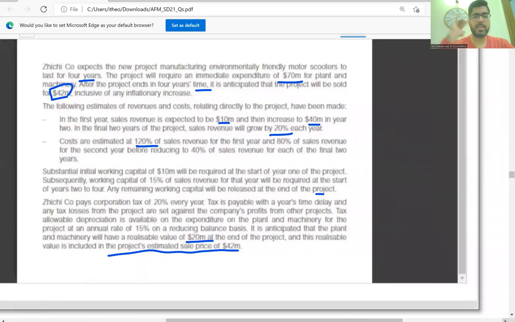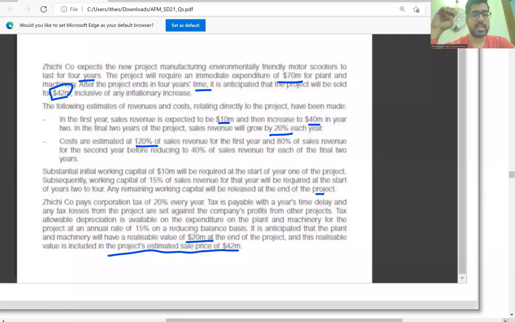So ZHICHI expects the new project, manufacturing environmental 20 motor scooters, to last for 4 years. Life is 4 years. The project will require a major expenditure of 70 million. After the project ends its 4-year time, scrap value would be 2 million. Following are the estimates of costs and revenues. First year revenue, 10 million, increased to 40 million in year two, and in the final 2 years, revenue will grow by 20% each year. Costs are 120% of revenue in first year, 80% second year, and 40% final 2 years.